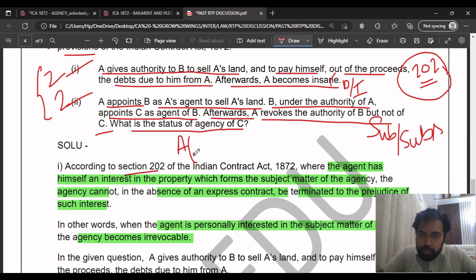A is the principal. He appoints B as his agent to sell his land. To sell his land, he appointed him as the agent. I'll write OA because he is the original agent.